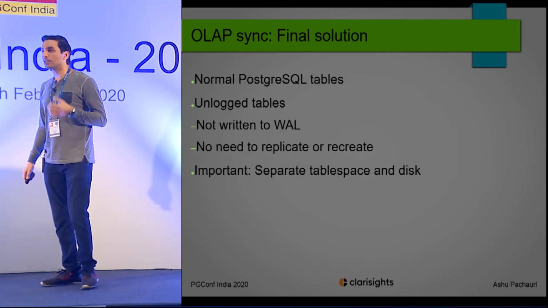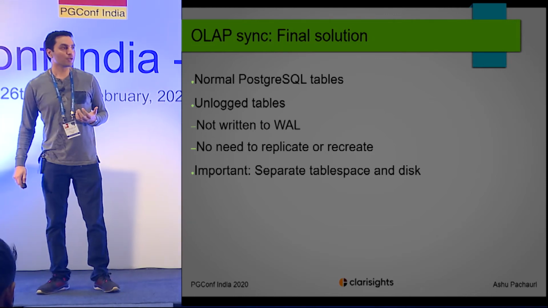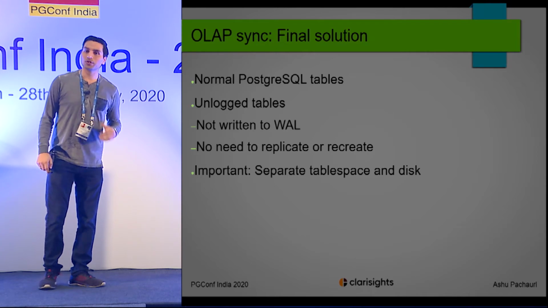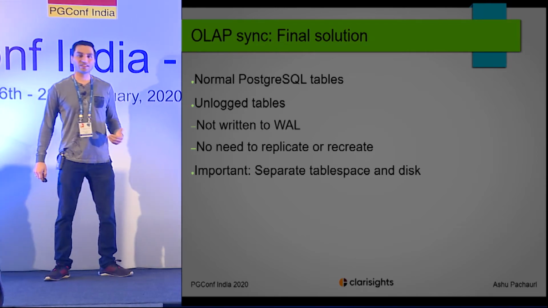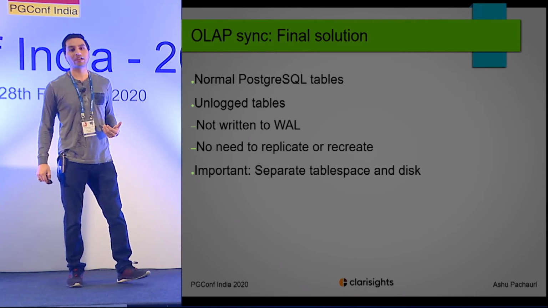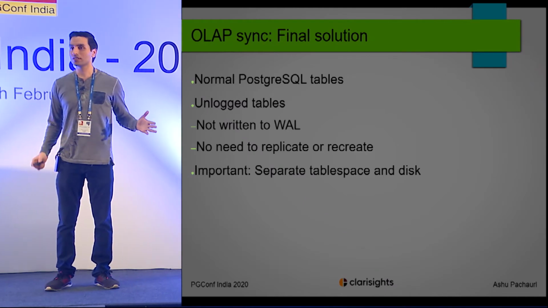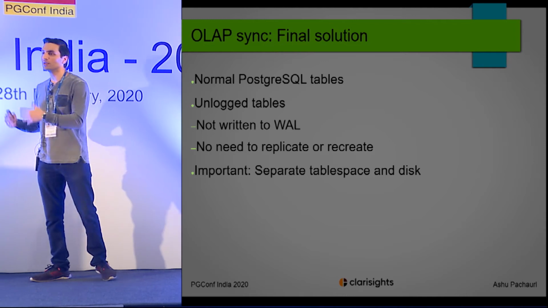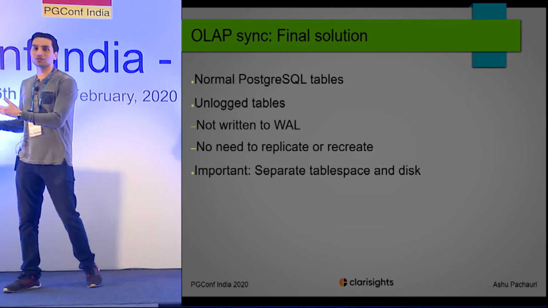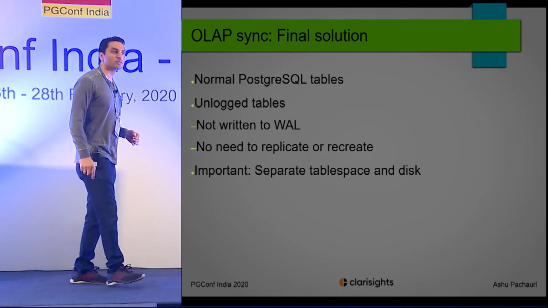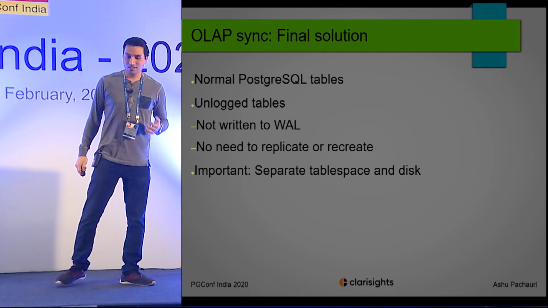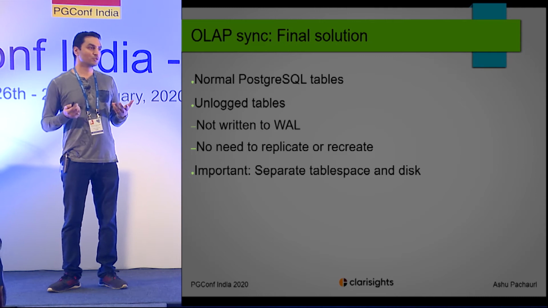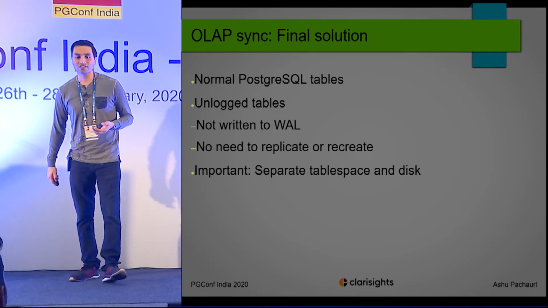So the final solution that we implemented, instead of using temporary tables, we will use normal PostgreSQL tables because they do support unlogged. They give you the ability to not write to the write-ahead log. We only need it for a small period of time. Why do we want to log it? Even if we lose this data, the job is going to fail anyway, so we are going to run it again. So it's an idempotent operation. We use unlogged tables, no writes to the write-ahead log. Replication doesn't need to stream anything, doesn't need to recreate anything.